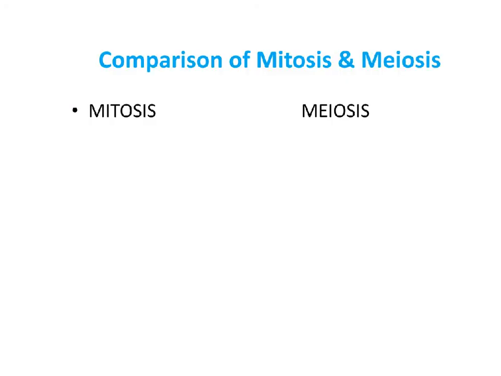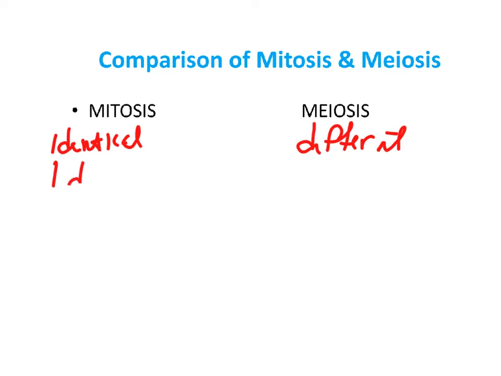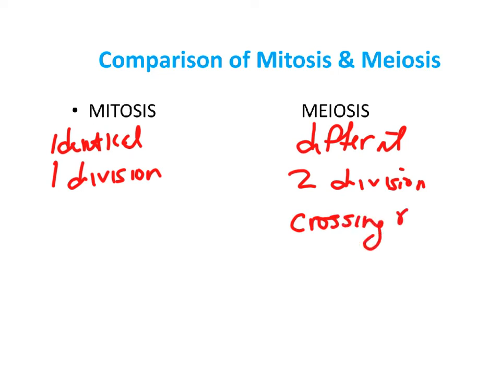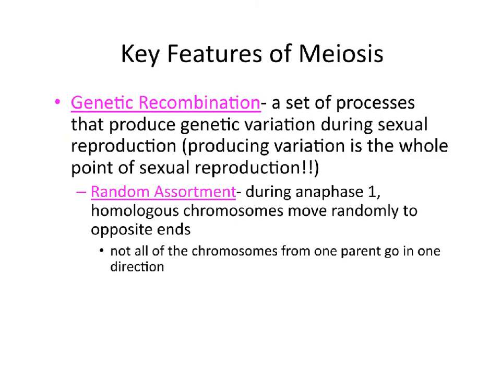So we'll do a comparison, but you're looking at genetically identical versus different. You have 1 round of division for mitosis. You have 2 sets of division for meiosis. These are the key differences, and the presence of crossing over in meiosis. So these are the terms that just associate with the formation of unique features that are found only in sexual reproduction.